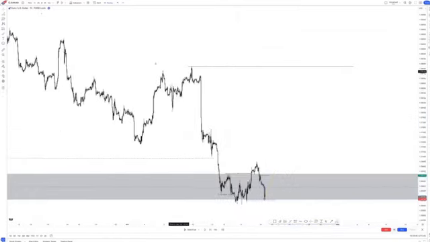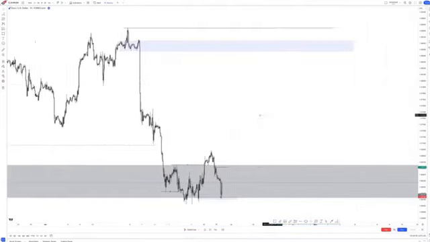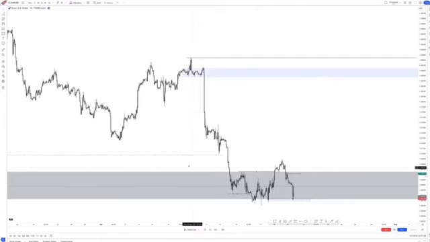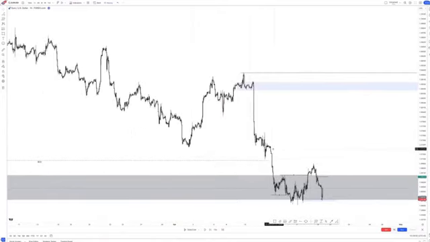So let me just mark up this supply zone right here. You can see this entire area right here. This is your supply zone. This is where a large amount of supply stepped into the market and pushed the price all the way down here, leading to a break of structure right there.